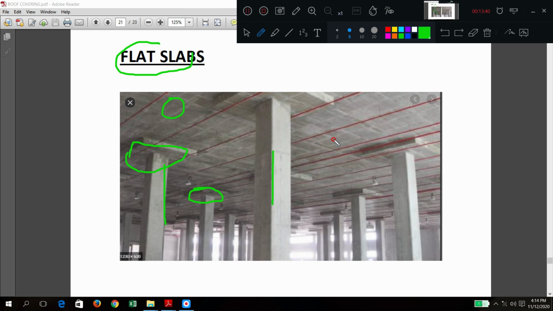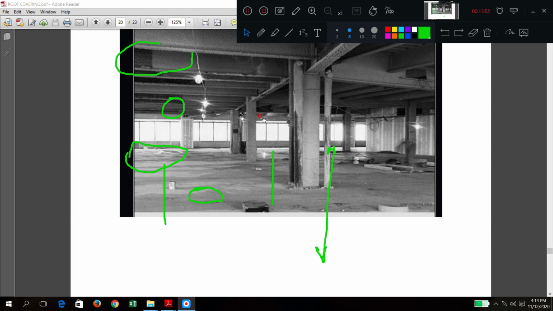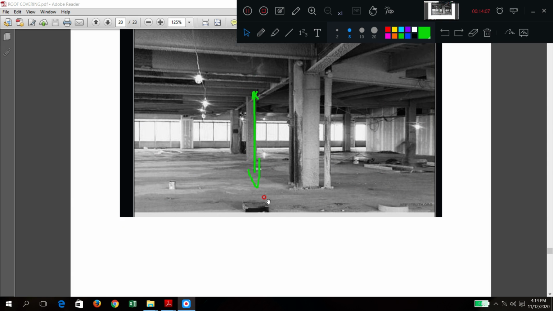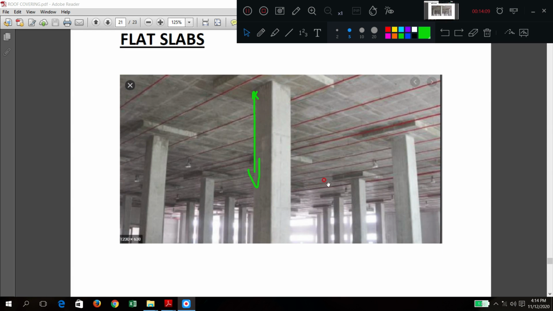So what is the advantage here? Construction is very fast and reinforcement consumption is less, and you get more height for headroom. Here height is less because some persons are very tall. To avoid that, you go for flat slab. Here headroom availability is less because the beams will come. Here the headroom availability is more. You can directly get this, so much height is there. So that is the advantage.